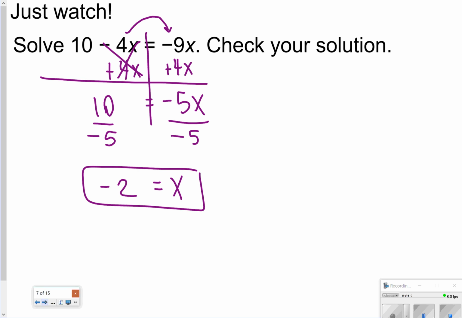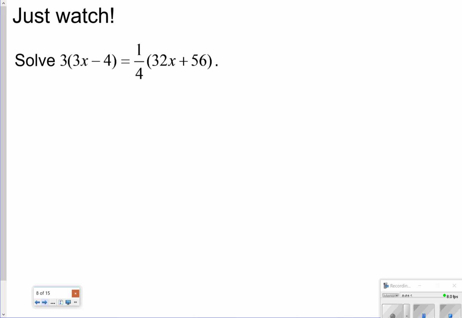Okay. Again here, this one you would need to simplify first. Notice that you're going to use the distributive property for both sides. I'll start with the left side here. 3 times 3x is 9x. 3 times negative 4 is negative 12. 1/4 of 32x would be 8x, and 1/4 of 56 would be positive 14.